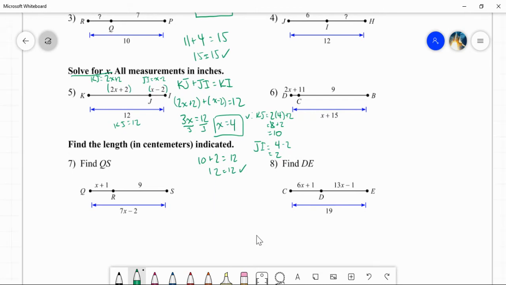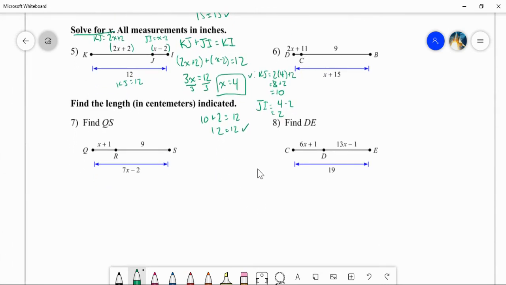We're going to number 7, which again seems a little bit more difficult, because in the last one we just asked to solve for x. This one, we're asked to find a very specific length. We're asked to find the length of QS. Well, I've got a variable term here and a variable term here, so it seems problematic, because I can't just guess and check to see what QS is. So I have to use the idea of the betweenness of points in order to solve for it.